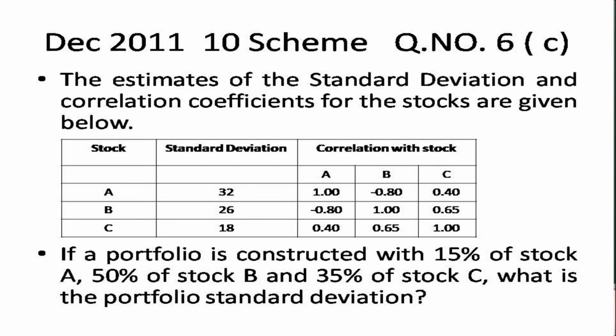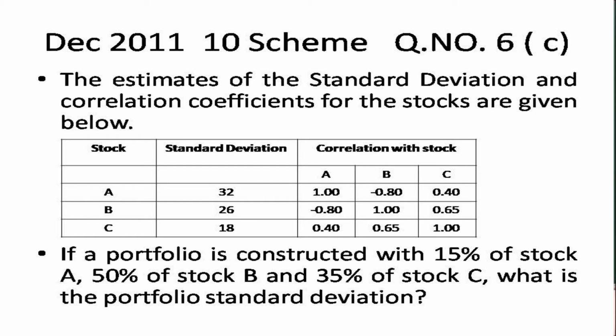Question number 6C, which carries 10 marks. The estimates of the standard deviation and the correlation coefficient for the stocks are given below. They have given the table, which includes three scripts' data. Stock A, B, C, standard deviation: for A it is 32, for B it is 26 and for C it is 18.